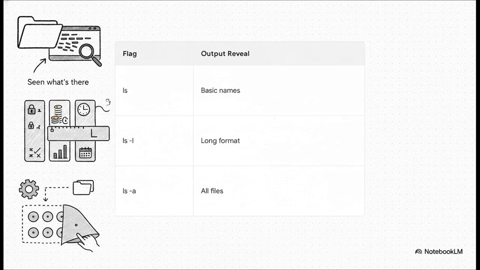That reveals the long format. We're talking hidden permissions governing who can read or write the file, exact byte sizes, and timestamps down to the actual minute. And if you throw in ls -a, it reveals all files. This uncovers system files that start with a dot, like .bashrc. These are deliberately hidden from normal view just to protect them from average users messing things up.